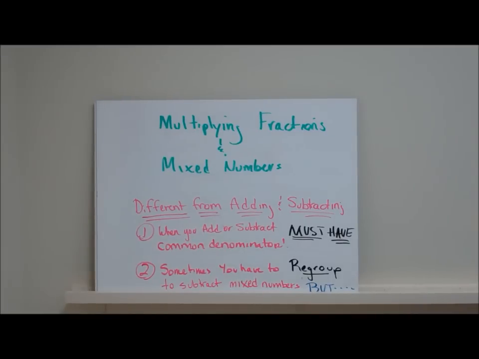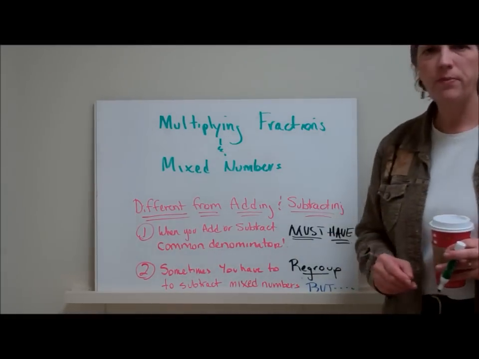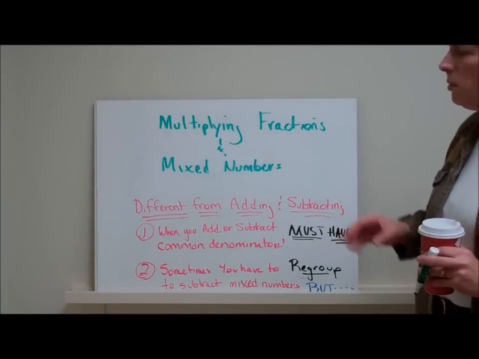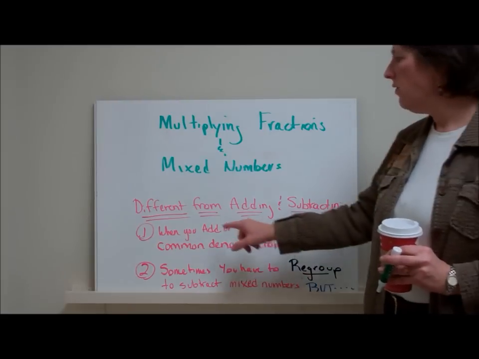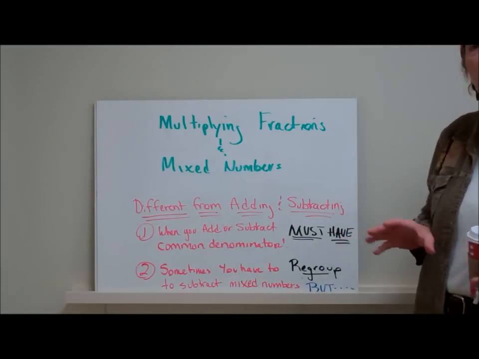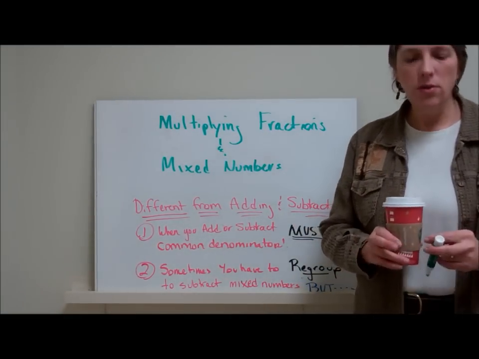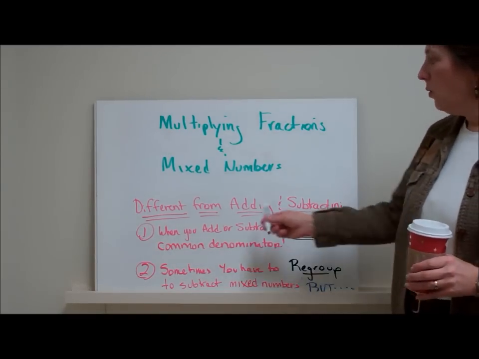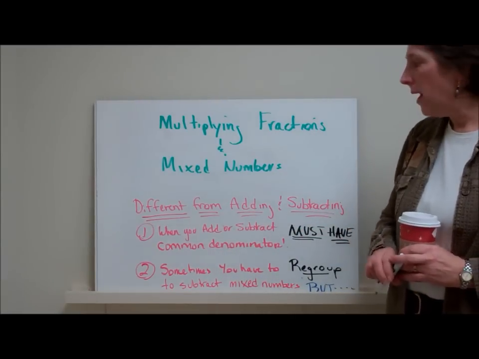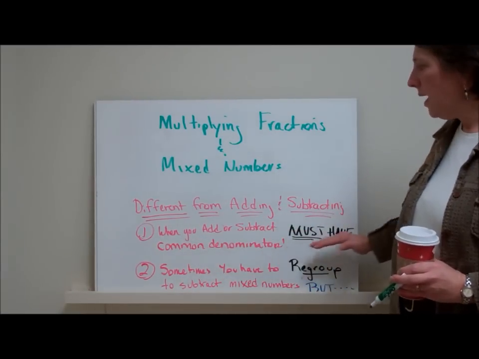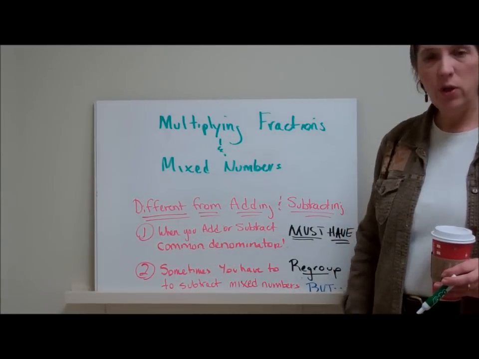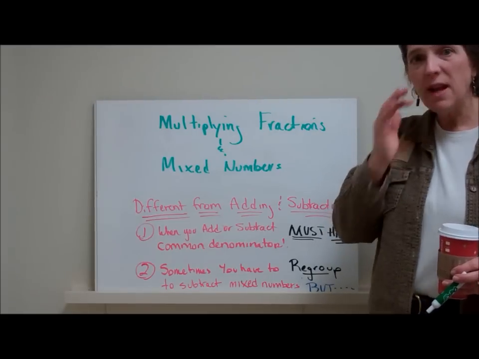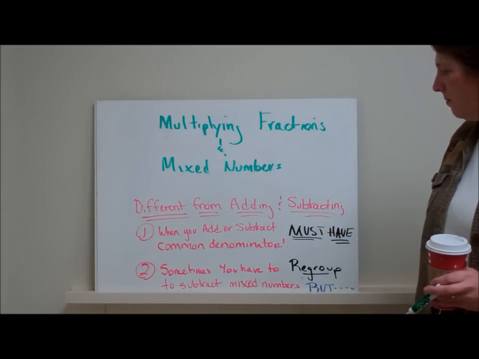Okay, welcome to Kojo's Math, and today we're talking about multiplying fractions and mixed numbers. Now, multiplying fractions and mixed numbers is different from adding and subtracting fractions. And the sooner you just kind of memorize that, the better. When you add or subtract fractions, you must have a common denominator.